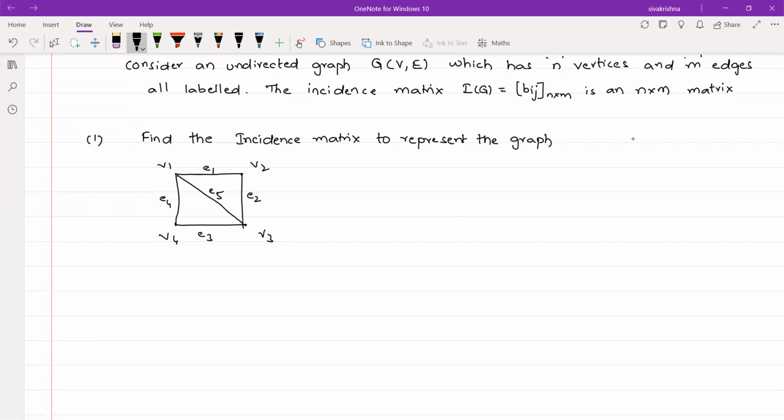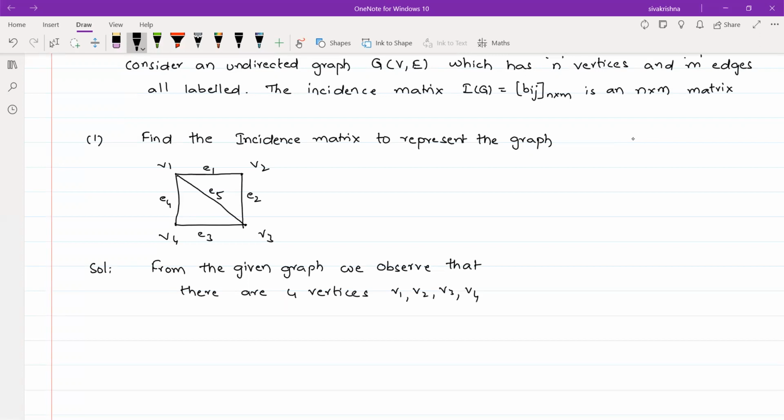Now we have to find the corresponding incidence matrix for the given undirected graph. Coming to the solution, from the given graph we observe that there are four vertices V1, V2, V3, V4 and 5 labeled edges E1, E2, E3, E4, E5. So we have four vertices and 5 edges.